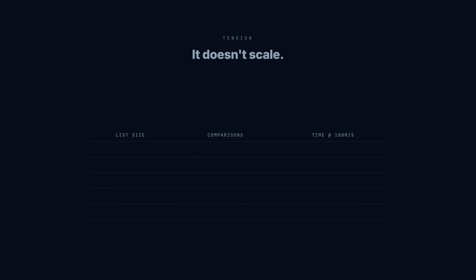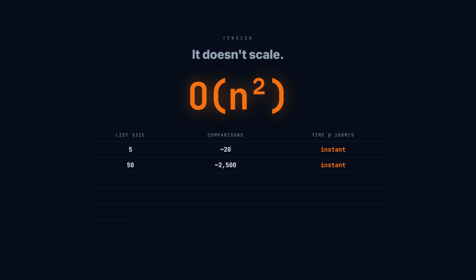Now the bad news. Count the work. For a list of length n, we do roughly n times n comparisons. A list of 5 took about 20. A list of 50 takes about 2,500. A list of 500 takes 250,000. A list of 5,000 takes 25 million. A list of 50,000 takes 2.5 billion comparisons.